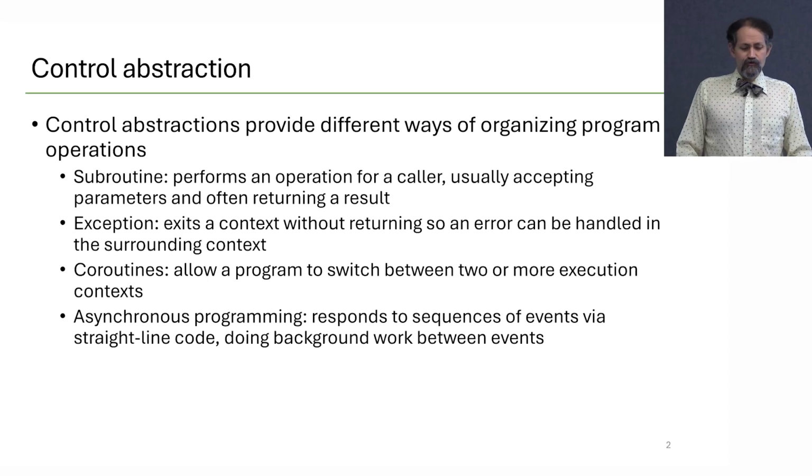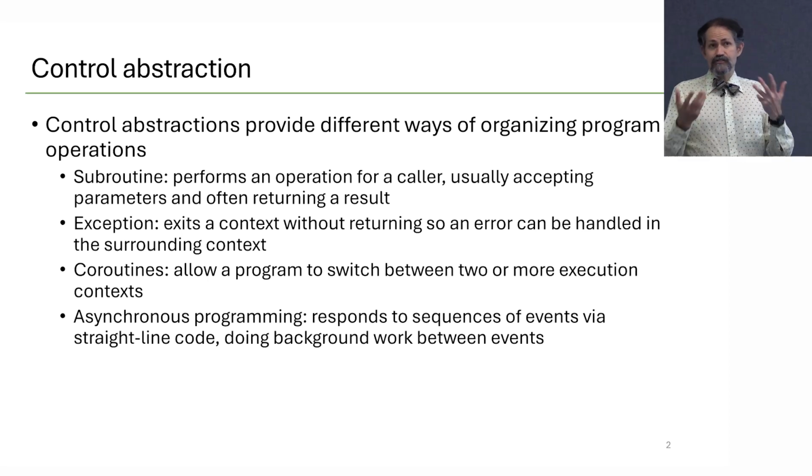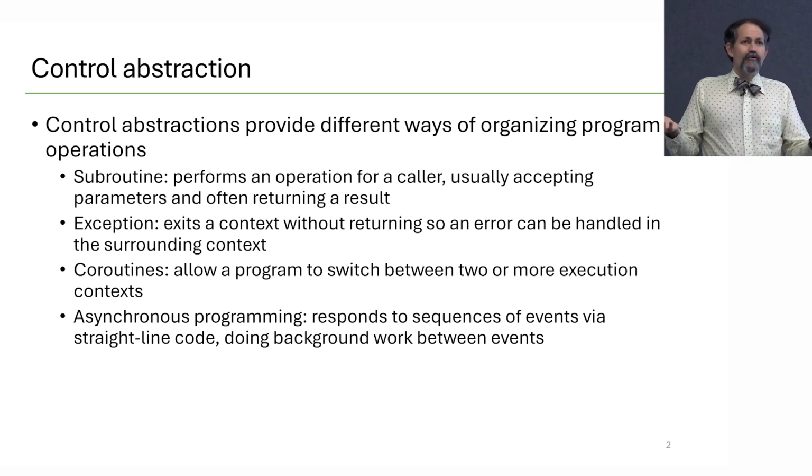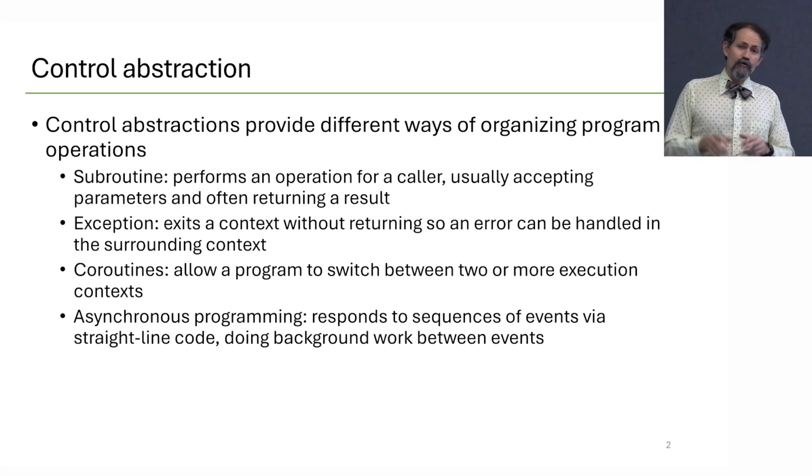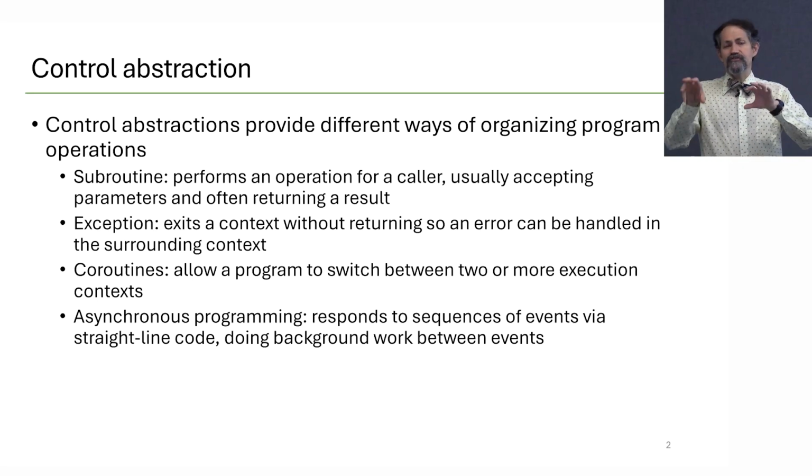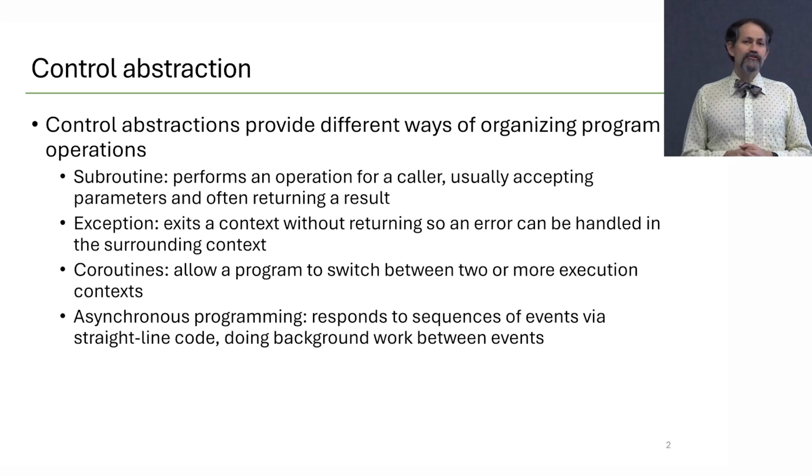Some other control abstractions include exceptions. An exception exits a context without returning so that an error that occurred within that context can be handled somewhere in the surrounding context. A coroutine allows a program to switch between two or more execution contexts. Finally, asynchronous programming responds to events in the environment, and in particular, organizes the response to a sequence of events via straight-line code while allowing the system to do background work between the events as they occur.